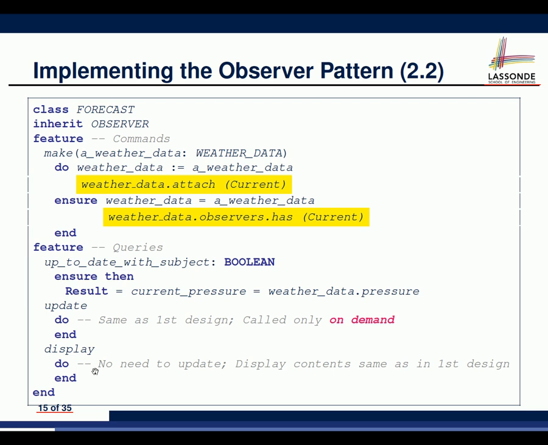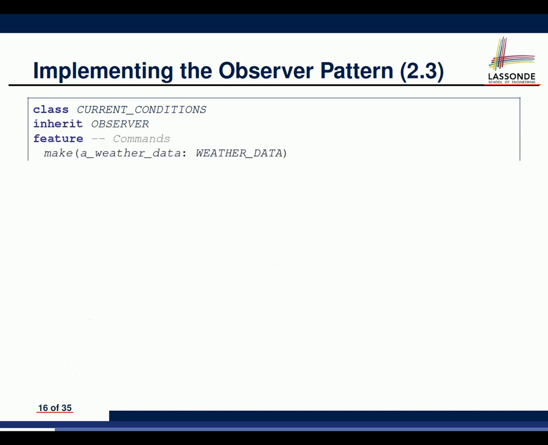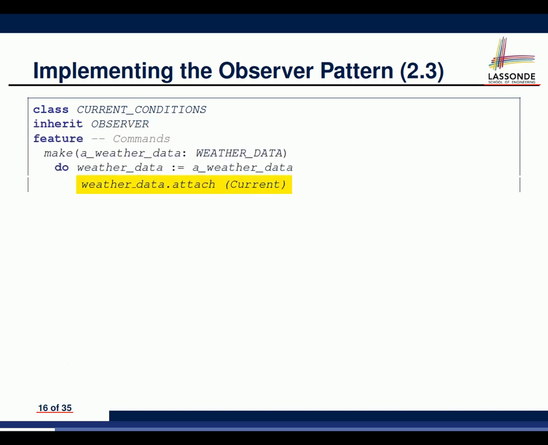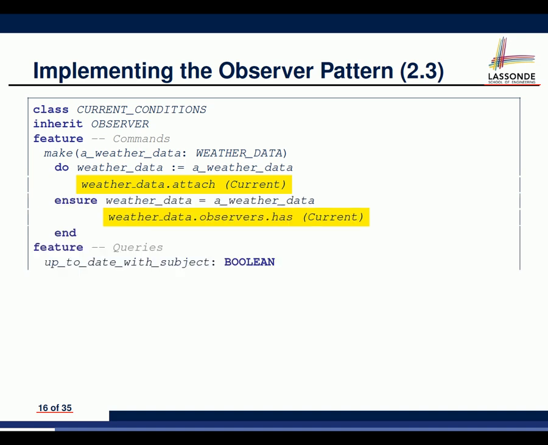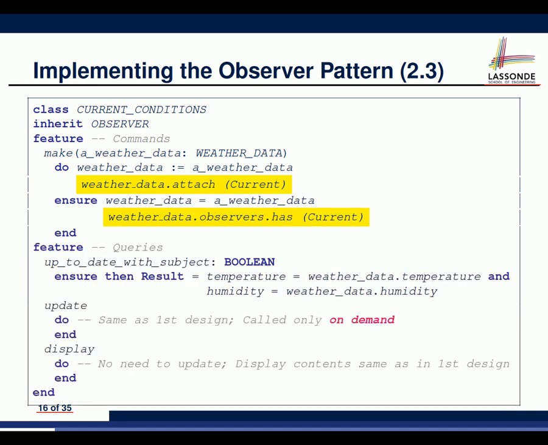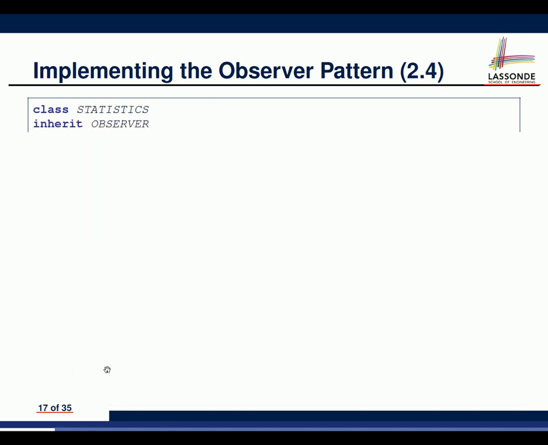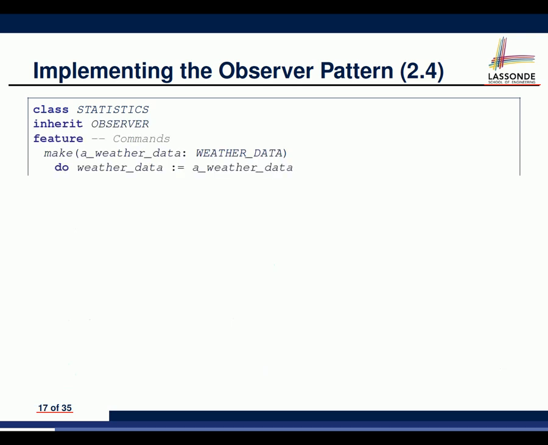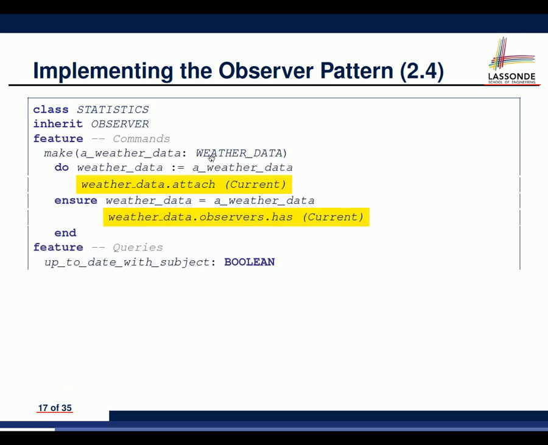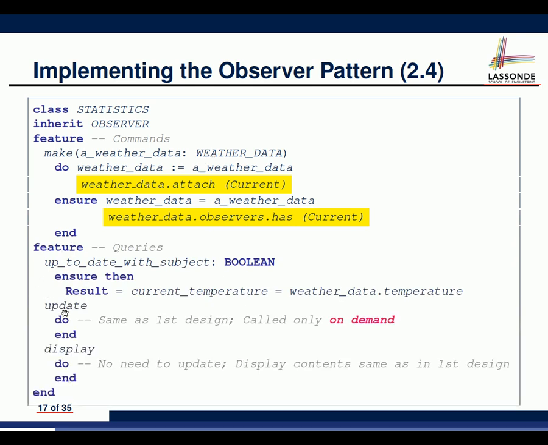Guys, are we okay? You awake? I hope. If you look at the other two, let me go through them very quickly, and then we're done. We do the same thing. You want to attach the current, and also you don't call the updates in the display anymore. Again, we get notified from the subjects. Finally, we have statistics, and we also attach the current. After that, we also don't call the update anymore in the display. That's about the observer pattern.